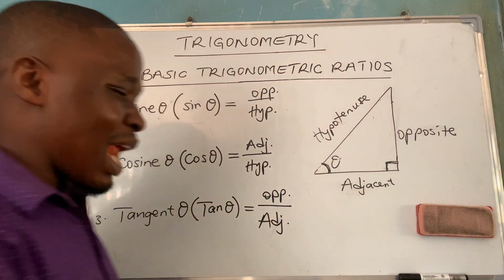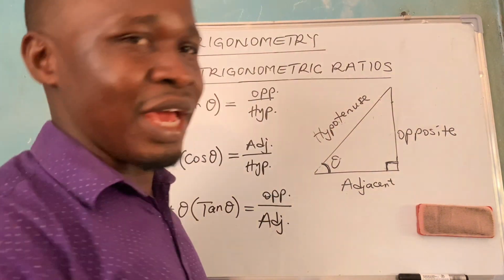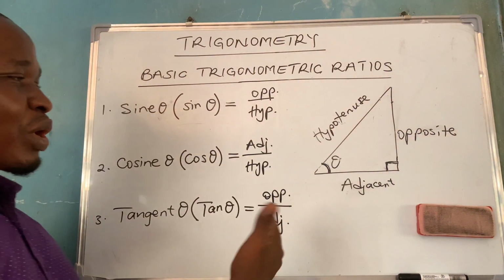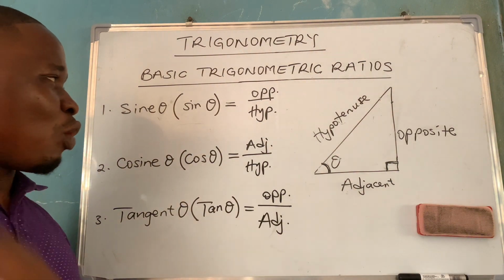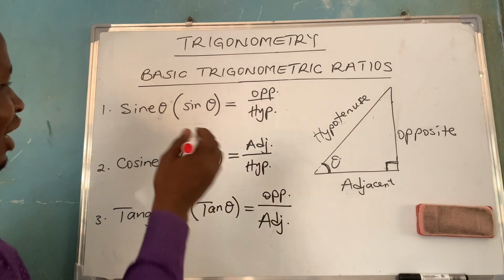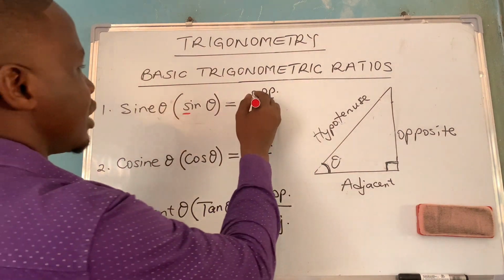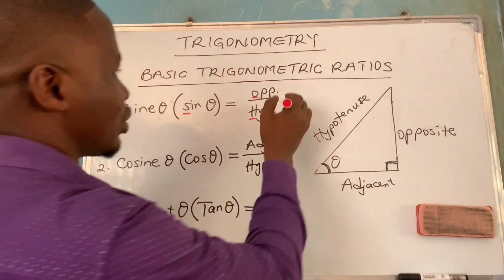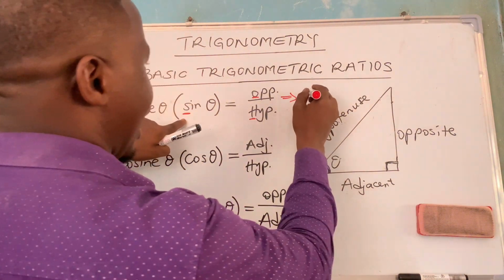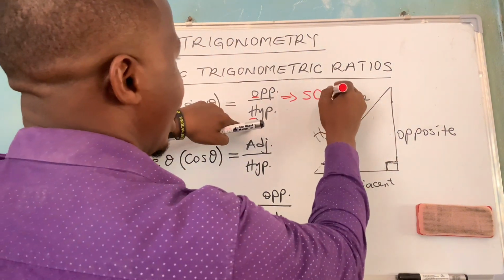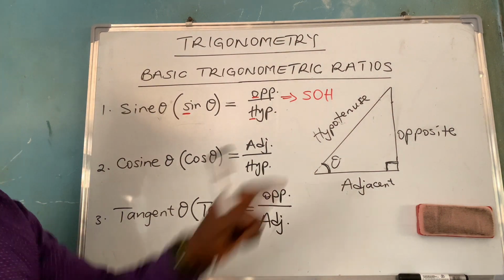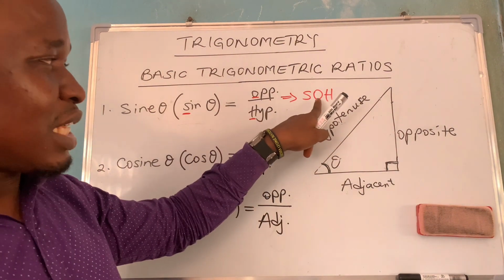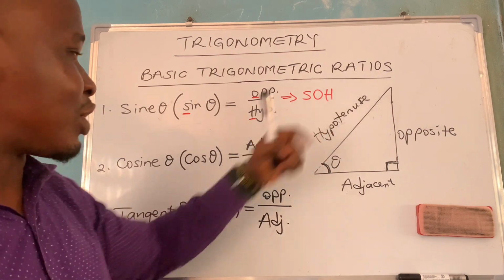Now, let us create a way that we can remember this at all times. So what do we do? The fact that this is sine, this is opposite, this is hypotenuse, we can use the acronym SOH. That is, sine of an angle is opposite over hypotenuse.